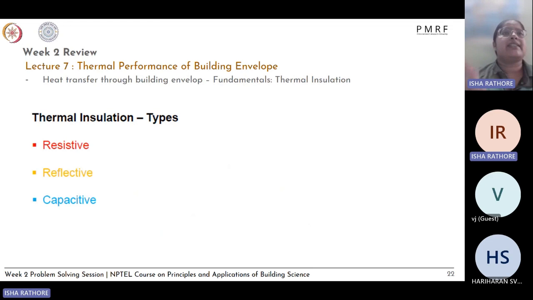Then we have reflective materials like aluminum panels and things. Then we have capacitive insulation materials like your brick walls or your concrete walls. So these are the three types and their examples.